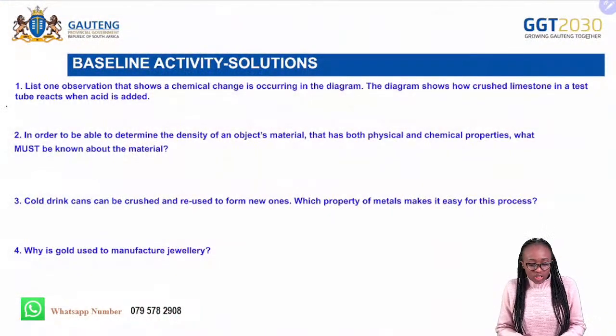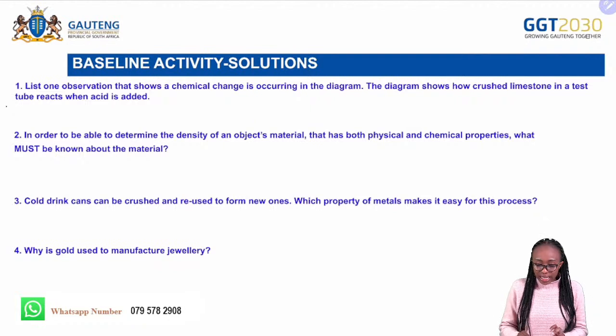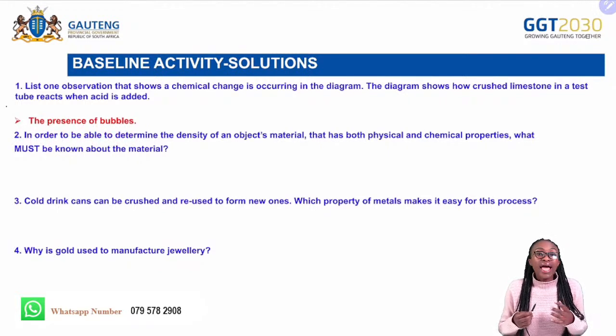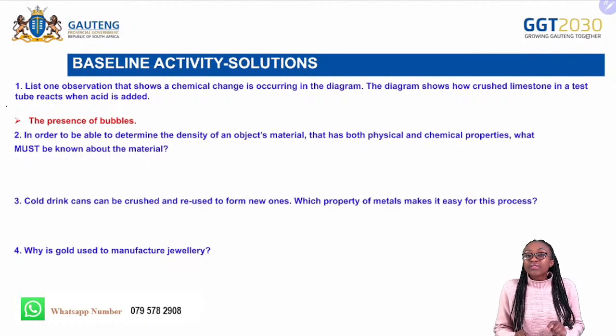The first question read, list one observation that shows a chemical change is occurring in the diagram. In the diagram, we had crushed limestone in a test tube that was filled with acid. So what is one observation that you can make to show that there's a chemical reaction? It is the presence of bubbles. Remember, bubbles are a sign that there has been a chemical reaction. They are evidence of a chemical reaction having occurred.